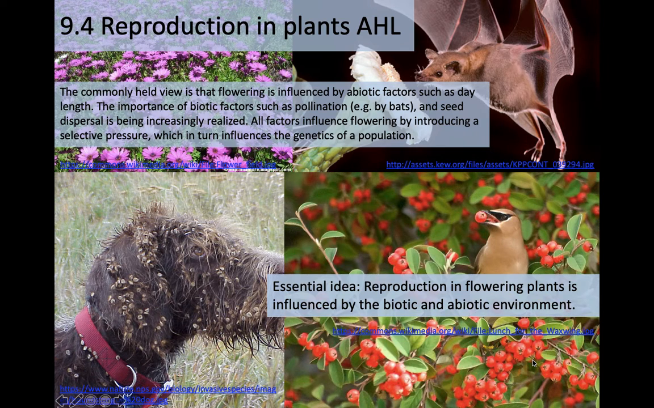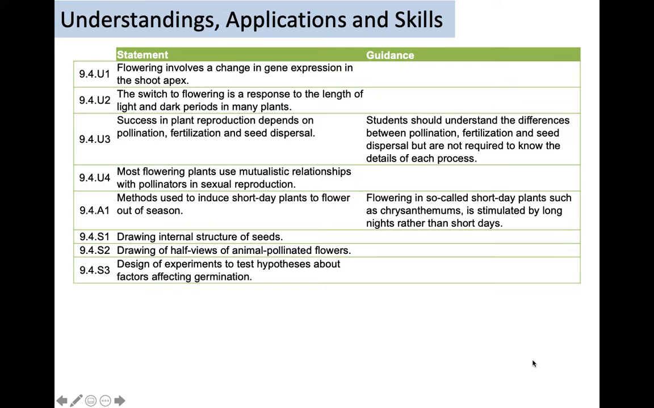This is all about reproduction in plants. So some of this stuff will be a bit of a review from when you learned about the plant kingdom, and some of this is going to be new. In terms of what you need to know from this lesson, we need to know that flowering, which is like flowers blooming, involves a change in gene expression in the shoot apex. So that's what's going to trigger it, a change in gene expression.